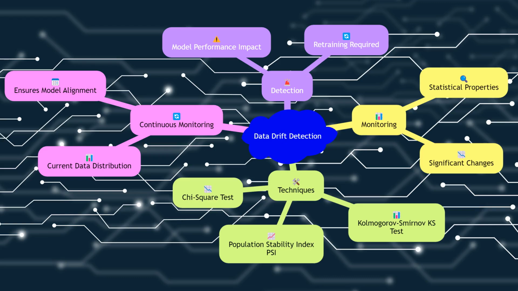Data drift detection involves monitoring the statistical properties of the input data to identify significant changes. Techniques such as Population Stability Index, PSI, Kolmogorov-Smirnov, KS test, and chi-square test can be used to detect data drift. When data drift is detected, it indicates that the model may no longer be performing optimally, and retraining may be required. By continuously monitoring data drift, organizations can ensure that their models remain aligned with the current data distribution.